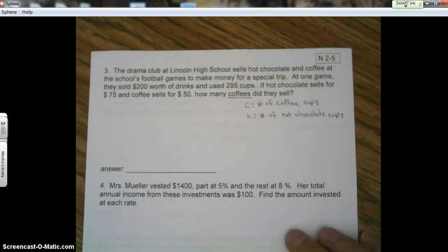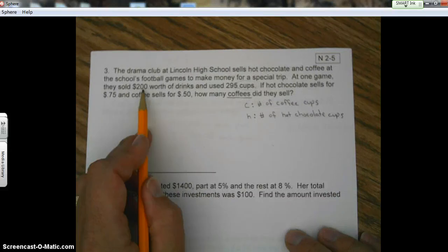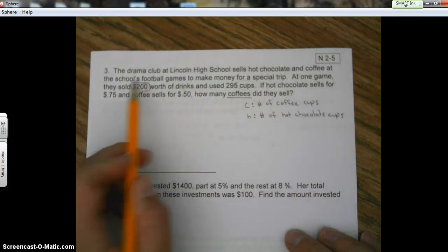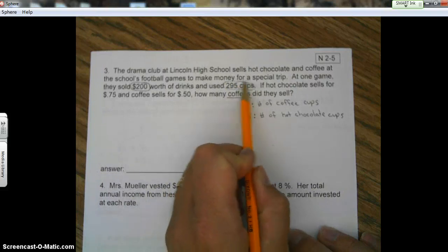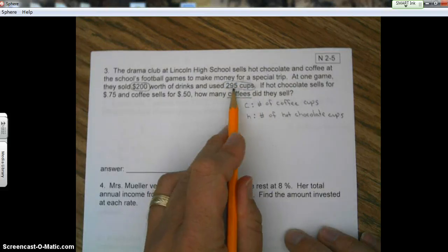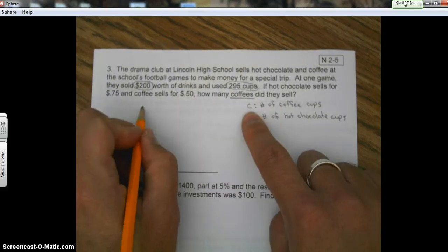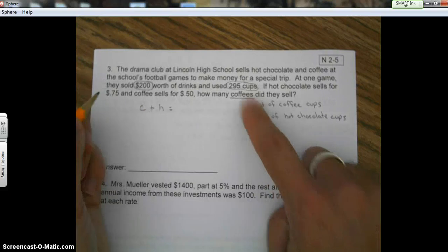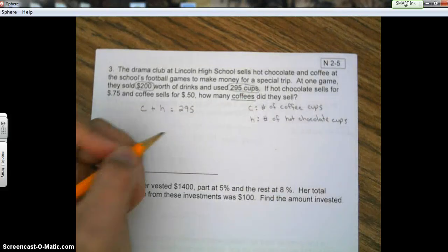Okay? So what does it tell us? It says that at one game, they sold $200 worth of drinks. Okay, so we got a money total. They used 295 cups. There's another total. Well, right off the bat, we can use this total to set up an equation. If we take the number of coffee cups plus the number of hot chocolate cups, should total 295 cups. Make sense?